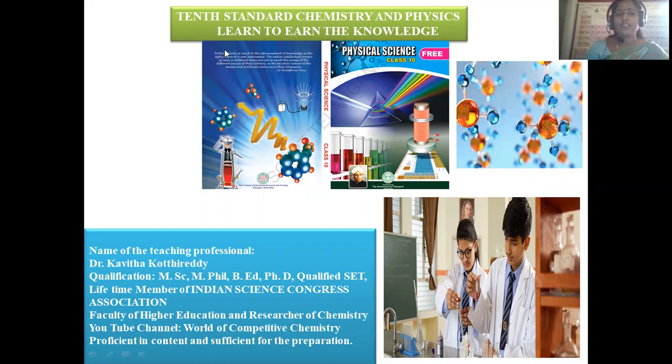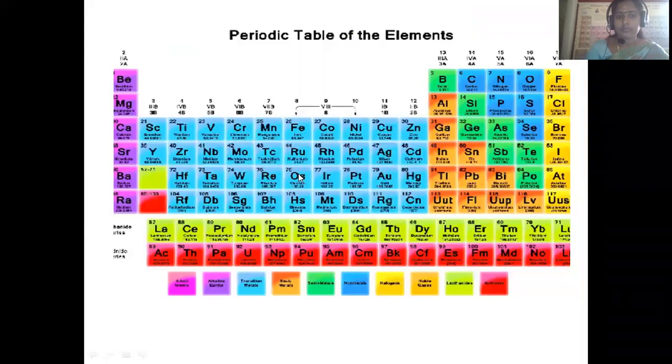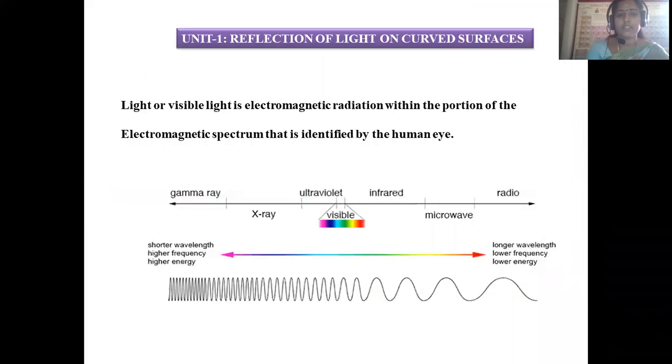In today's session, we are going to start with the 10th class chemistry and physics. So here, in this session, we are going to discuss unit 1 of this 10th class chemistry. A detailed discussion about this topic is going to be done from unit 1. This is a periodic table, which is very essential in order to discuss whatever properties we need. That's the reason why we kept it here.